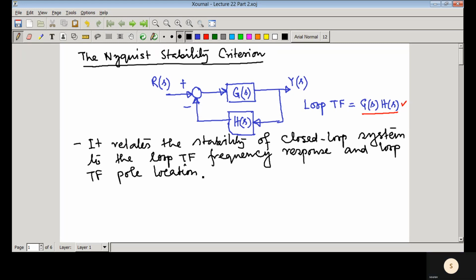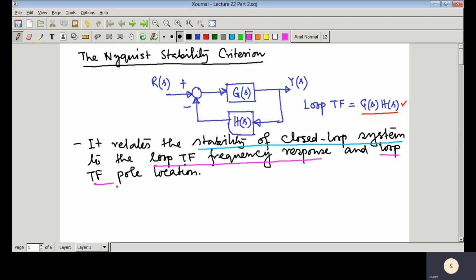Sometimes it is said to be the open loop. Open loop means here actually the loop transfer function. So the Nyquist stability criterion relates to the stability of the closed loop system. Applying this criterion, you will be able to say whether the closed loop system is stable or not, and also how much stable it is. So we need two pieces of information: the loop transfer function frequency response and its pole locations.